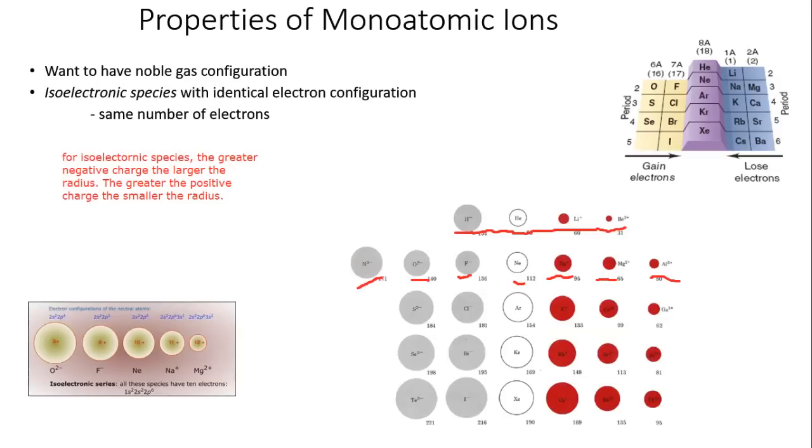I spelled isoelectronic wrong. It should be R before O. I'll fix it because I don't want anybody to say anything. Isoelectronic. There we go.